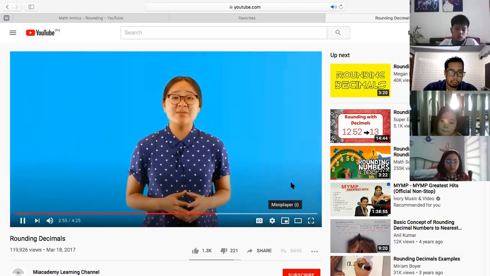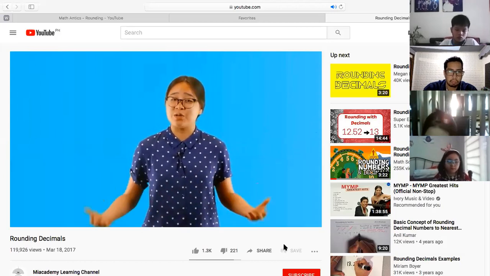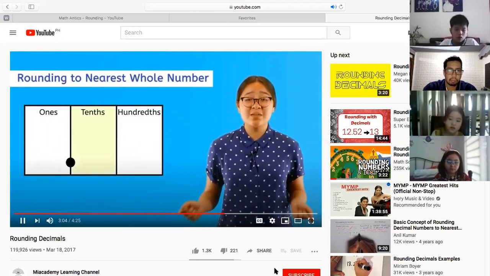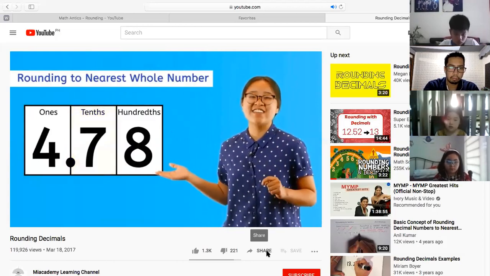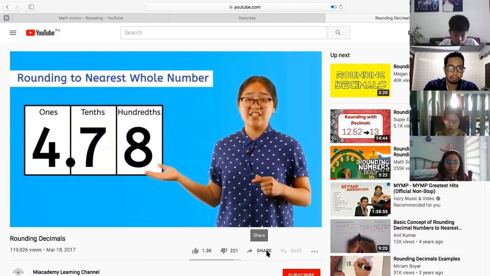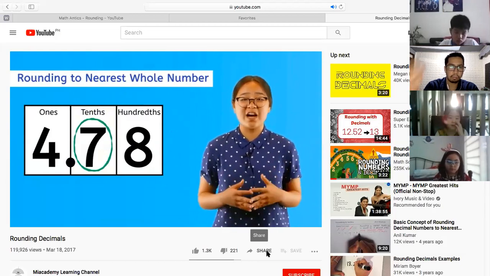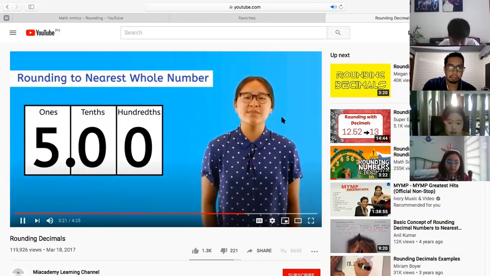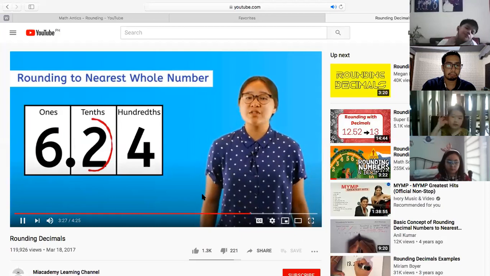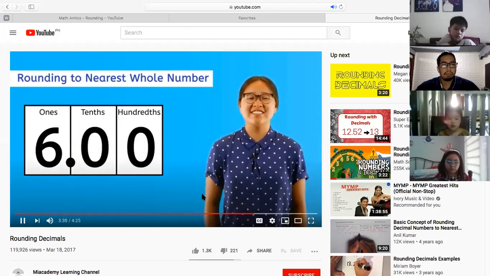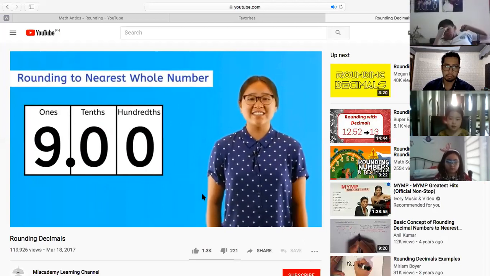Now you know how to round decimals to the hundredth or tenth place, but you still need to learn how to round them to the nearest whole number. You'll look at the tenth place to know which way to round. The number 4.78 rounds up to 5, since 7 is more than 5, and numbers greater than 5 round up. 6.24 rounds down, because numbers 4 or lower round down. 9.47 rounds down to 9.